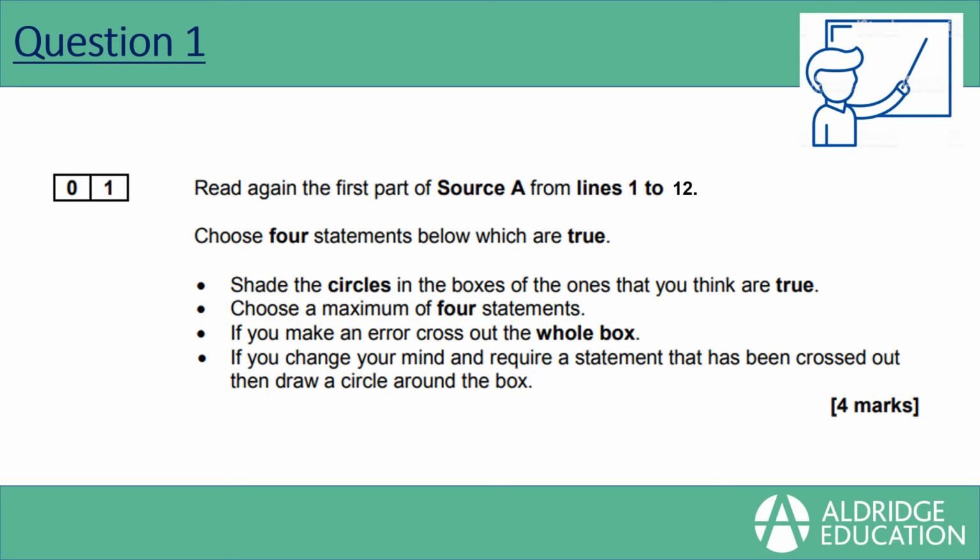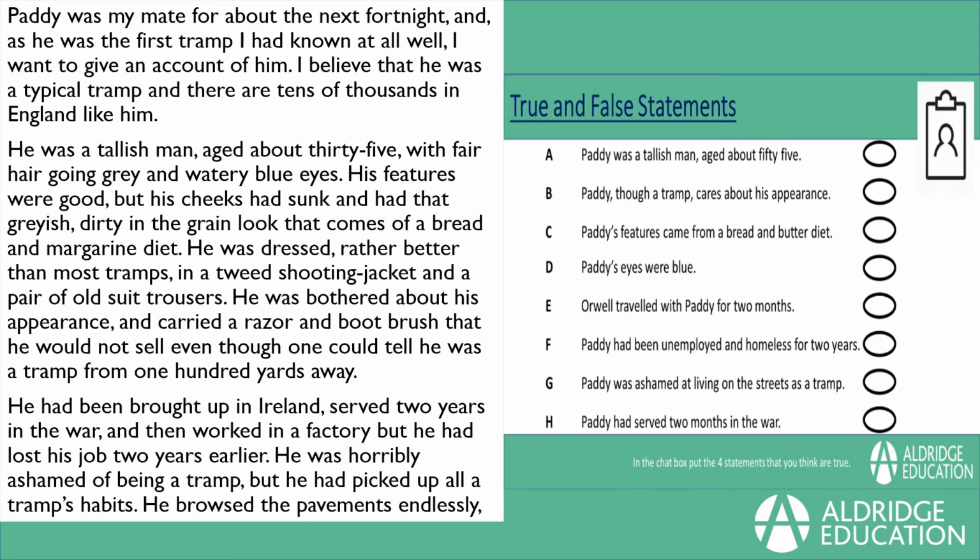So, what we're looking at is this question. Read again the first part of Source A from lines 1 to 12. Choose 4 statements below which are true. You would shade the circles in the boxes of the ones that you think are true. Now, obviously, we can't do that because we're at home. You would choose a maximum of 4 statements. If you make an error, you would cross out the whole box. And if you change your mind and require a statement that has been crossed out, you would draw a circle around the box. It's really important that you pay attention to those instructions.